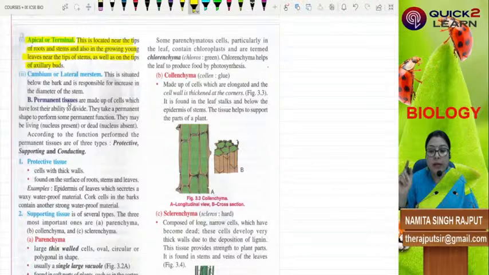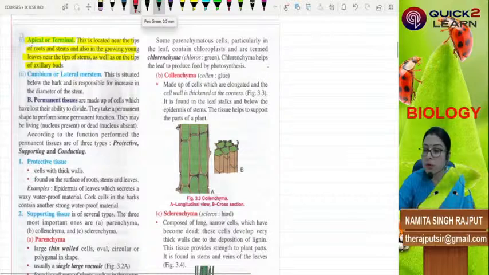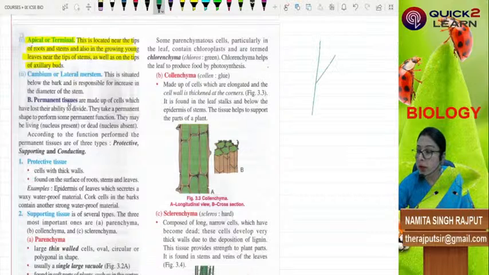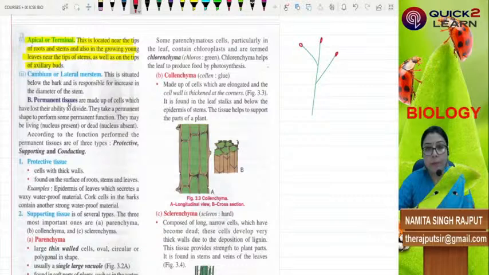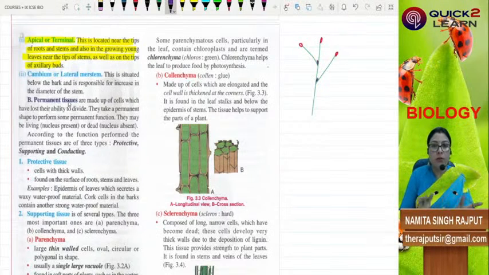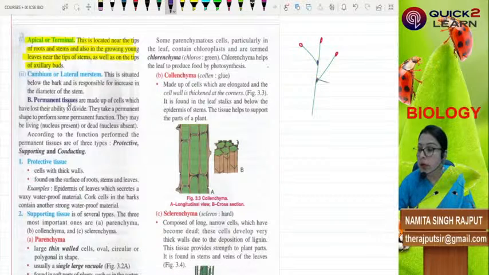You know the difference between axillary bud and the apical bud? You must know this. Like this is a stem and these are the branches. So the bud at the apex of a branch will be the apical bud, and a bud in the axil, in the angle between the two branches or the main stem and a branch, that will be known as axillary bud. So this is an axillary bud because it is present in the axil. Okay, so this is the axillary bud and this is the apical bud.